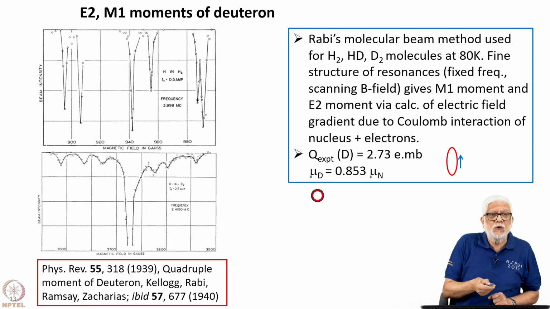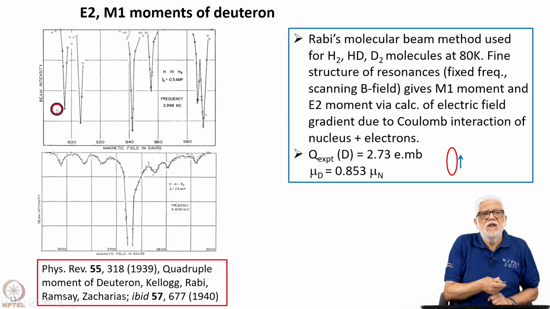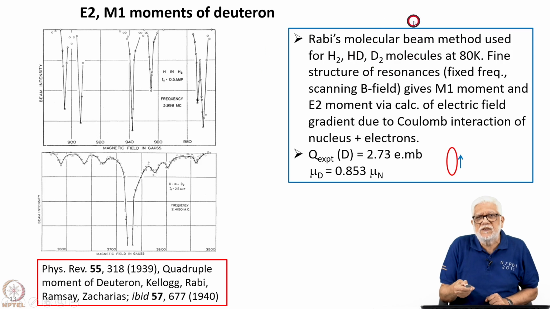So, here you can see that these are resonant transitions. The beam intensity shows dips corresponding to the resonant transition, and what is varied here is the field. This uses Rabi's molecular beam method, in fact something for which he got the Nobel Prize. This is done in this case for hydrogen, in molecular hydrogen H2, and for deuterium in molecular deuterium gas.